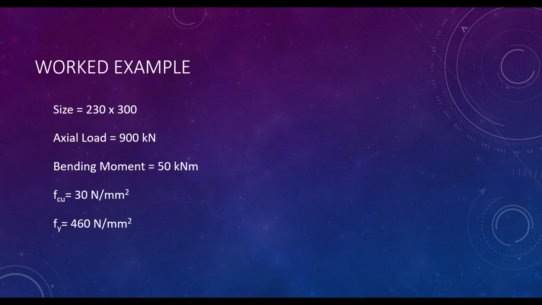So you can say that this column is uniaxially loaded because it has moment in only the major direction. Assuming that we have bending moment in X and Y, that means the column is biaxial. So this example is design of slender column in uniaxial case. Based on these parameters, B is 230, H is 300, and let's assume our effective length of column to be 6 meters.